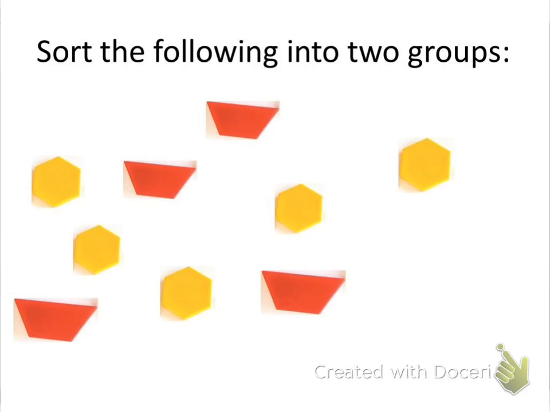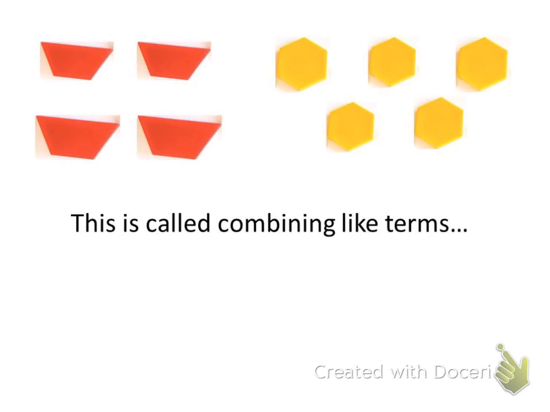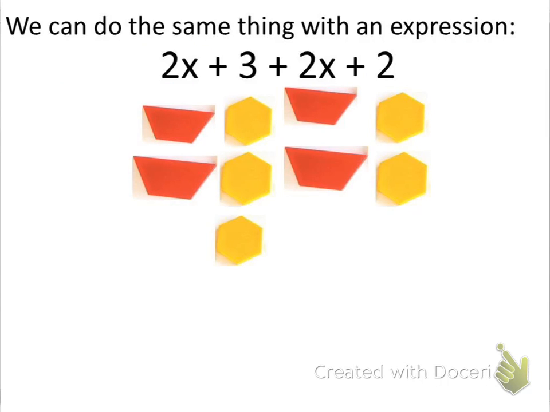The first thing I want you to do is sort the following into two groups. So we have a whole bunch of shapes here, and on your guided note you have a table. You're going to draw these into the two groups so they match. Press pause until you've finished it. Hopefully your table looks something like this, where you have all the red ones together and all the yellow ones together. What we did was we combined the like terms, and we can do the same thing with expressions.